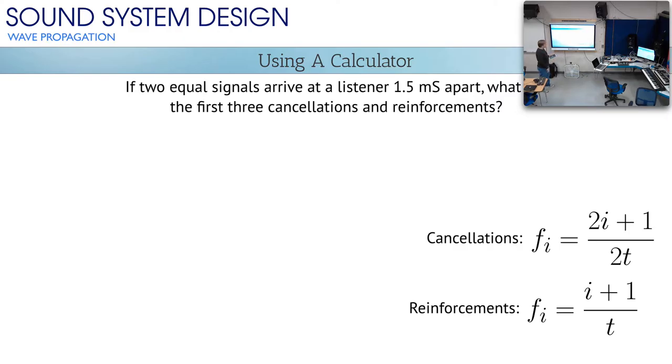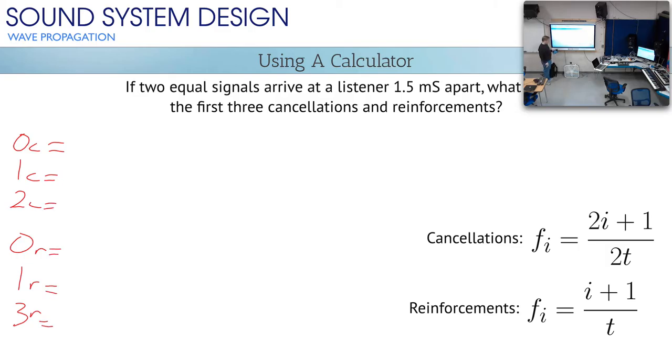All right, so the first thing we need to find out, what I'm going to do is set this up in cancellations and reinforcements. So I'm going to say cancellation 0, cancellation 1, cancellation 2. Then we'll have the first reinforcement, second reinforcement, the third reinforcement. This is going to be our I, basically. We'll just lay this out one at a time here.